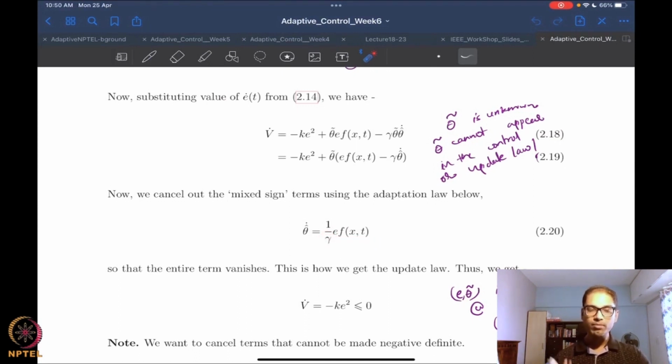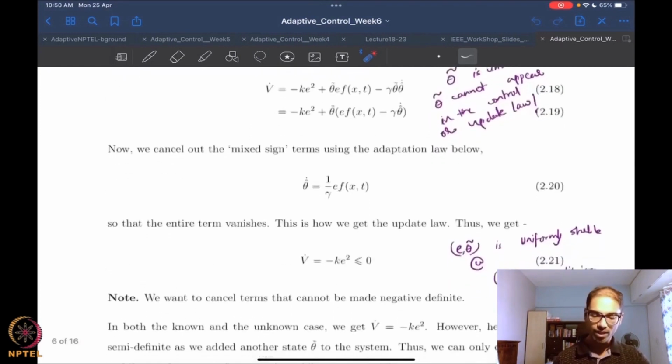The important thing to remember, and a mistake that a lot of folks make, is that your update law or your control law cannot depend on theta tilde, because theta tilde is unknown. Theta tilde is unknown because it contains theta star, right? Therefore, theta tilde cannot appear in the control law or the update law, because if it does, then your controller or your update law is not implementable, and this is no longer adaptive control. It's not something that can be used at all.